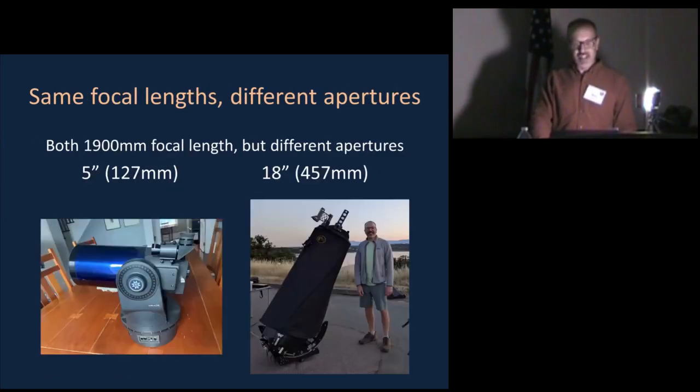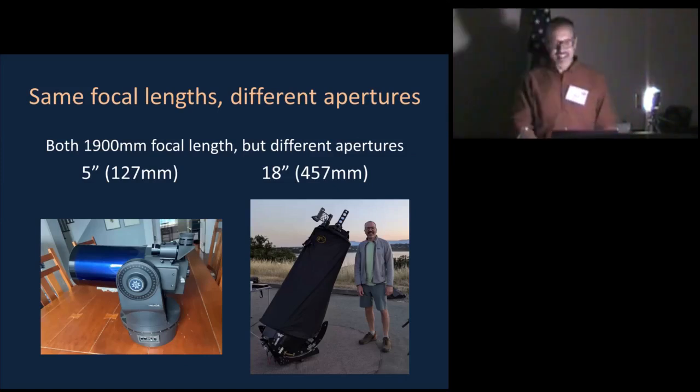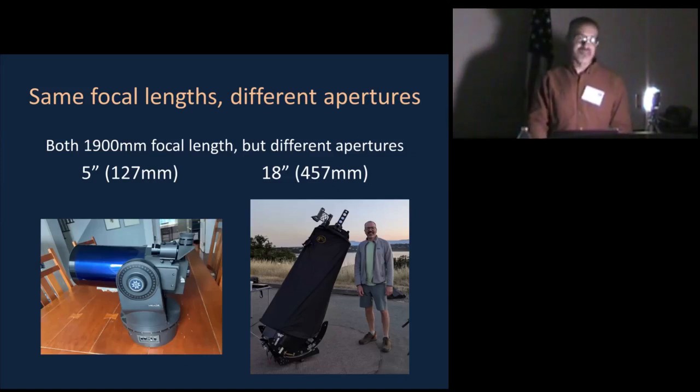Similarly, you can have telescopes that have the same focal length but different apertures. That small tabletop telescope that you see there has the same focal length, so essentially it is capable of the same magnification, all other things being equal, as the large telescope that you see me standing next to there. But they each have their own purposes.